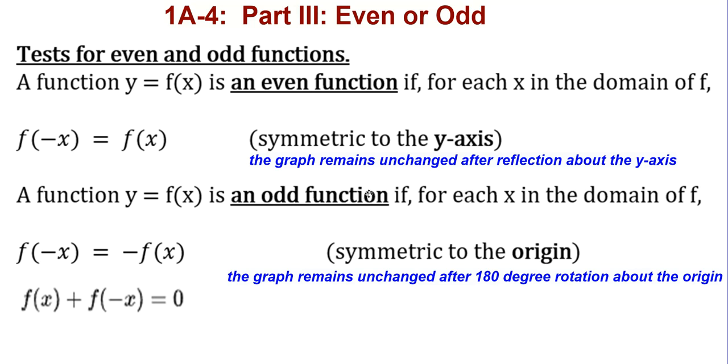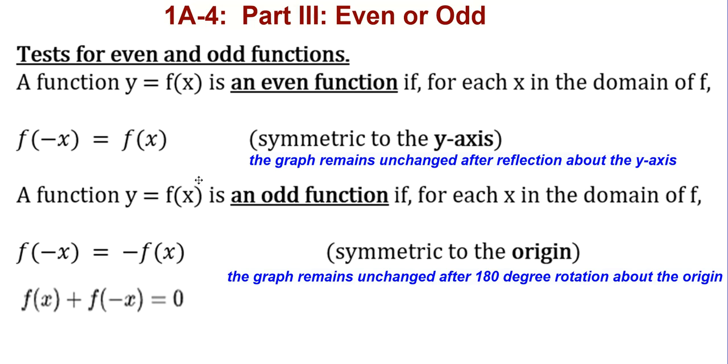Continue on with 1A4. This is going to be looking at even and odd functions, which has a lot of implications in later math. And even later in this course, we're still going to be on even and odd functions when we get to the cosine and sine functions. Basically, it's a fairly simplistic concept in that if you're even, it's going to be symmetric to the y-axis. And if it's odd, it's going to be symmetric about the origin.